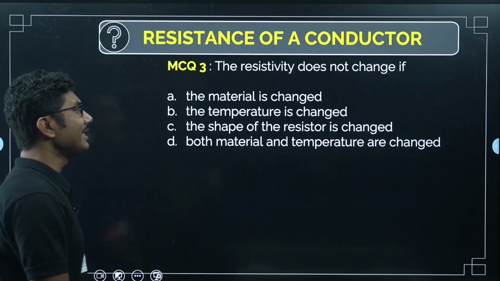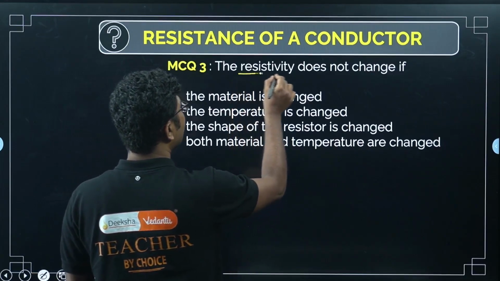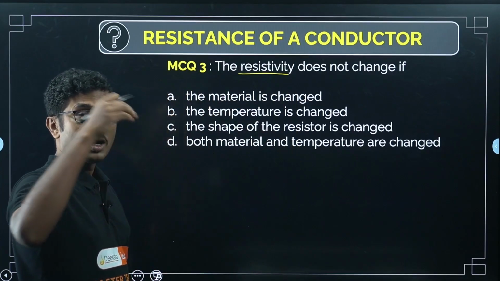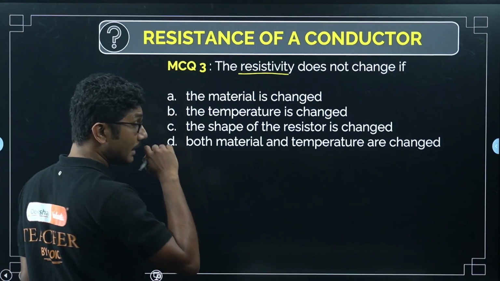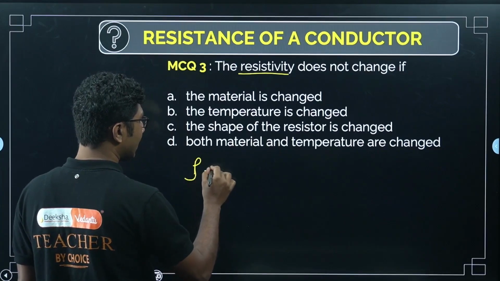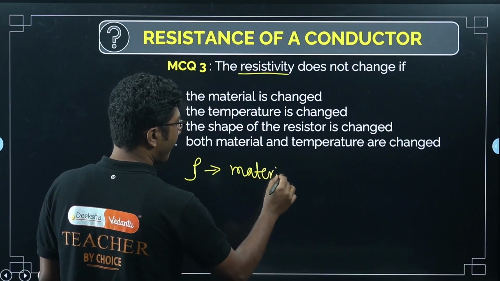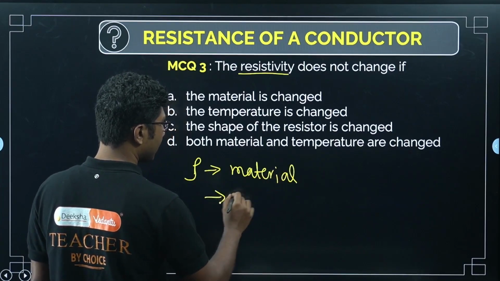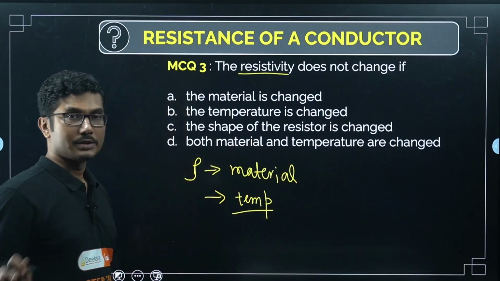The resistivity does not change. Now we are talking about resistivity. If you remember, at the beginning of the lecture I told you resistivity depends on only two things. Resistivity, whose symbol is rho, depends on the material and it depends on the temperature. It is independent of everything else.